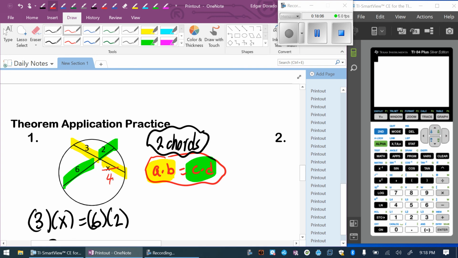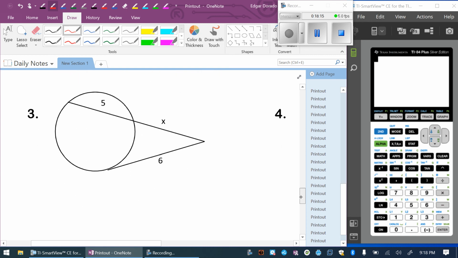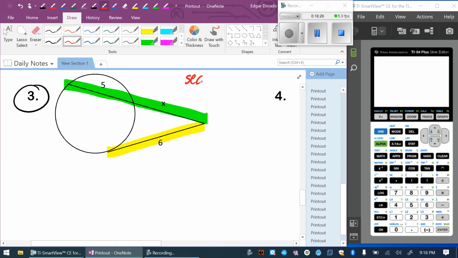Again, guys, the reason this actually comes from, believe it or not, is similar triangles. When I get a chance to actually prove that to you, you're going to see exactly why we use those particular equations. But let's move on to the second one. What is happening here? Well, in this scenario, in number 3, I see a secant and a tangent. So this is the second scenario, secant, tangent.